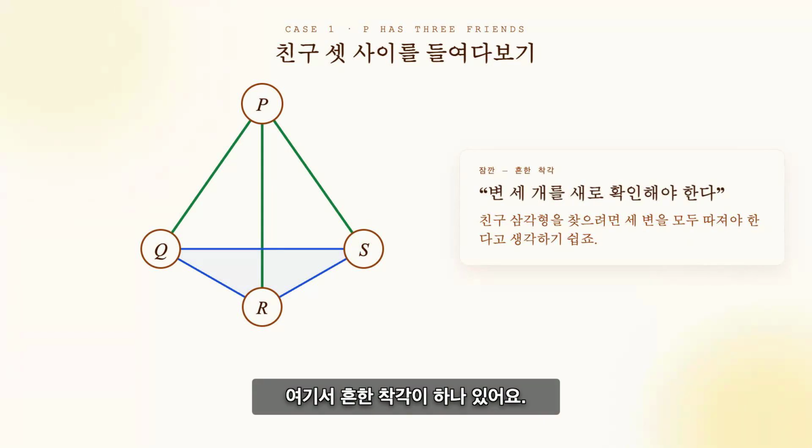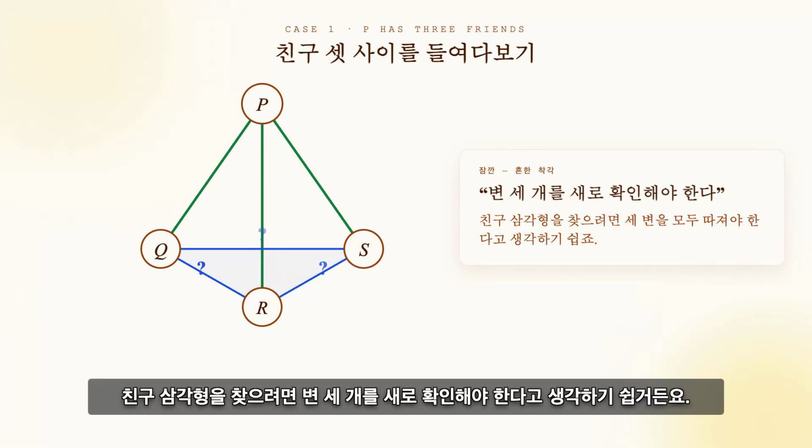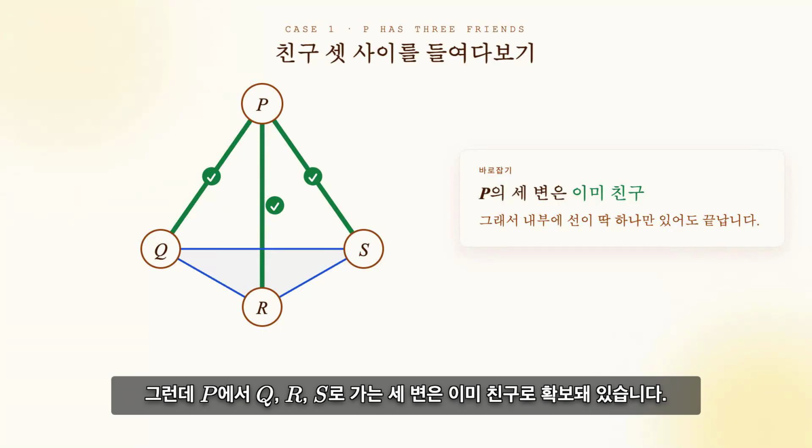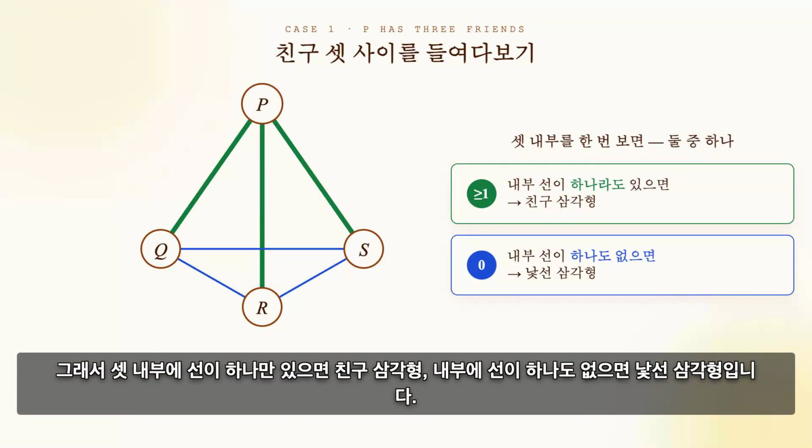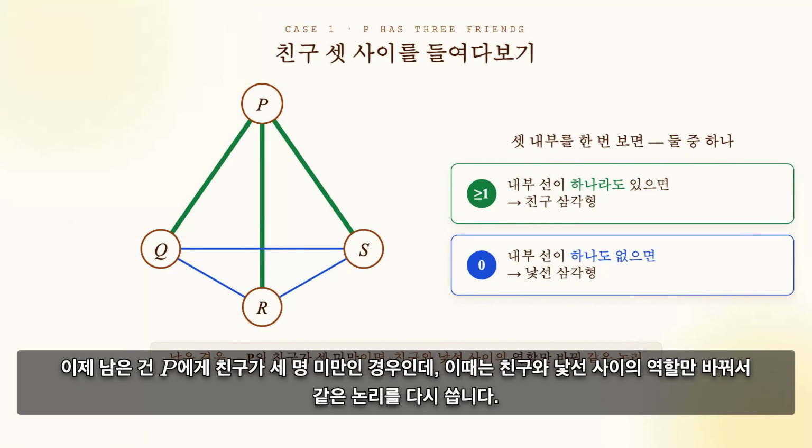되죠. 여기서 흔한 착각이 하나 있어요. 친구 삼각형을 찾으려면 변 3개를 새로 확인해야 한다라고 생각하기 쉽거든요. 그런데 P에서 Q, R, 그리고 S로 가는 3변은 이미 친구로 확보되어 있습니다. 그래서 셋 내부에 선이 하나만 있으면 친구 삼각형, 내부에 선이 하나도 없으면 낯선 삼각형입니다. 이제 남은 건 P에게 친구가 3명 미만인 경우인데 이때는 친구와 낯선 사이의 역할만 바꿔서 같은 논리를 다시 씁니다.